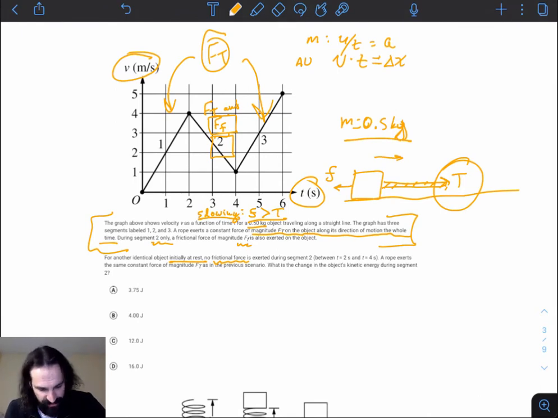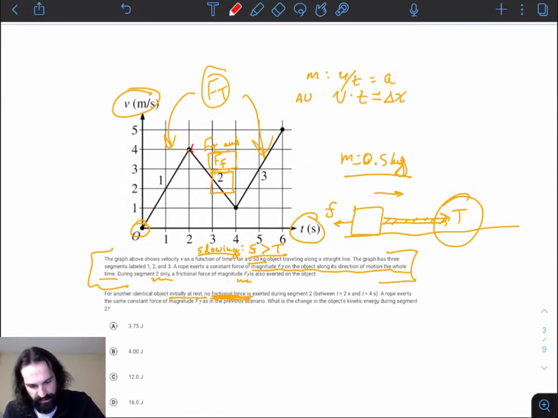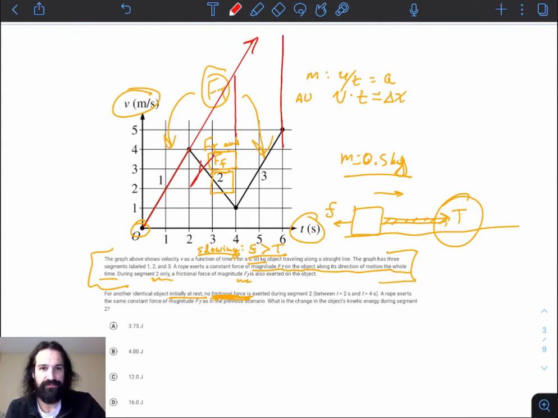So we have another block initially at rest, so same starting position, and no frictional force during phase 2, which means if there's no frictional force, the graph is going to continue, and I'll change colors so that shows up differently. During phase 2, it's going to be continuing in a straight line along that same acceleration slope that we had during phase 1. So the object's going to continue here all the way up the entire time. So instead of going back and slowing down, constant tension force with no other forces means constant acceleration.